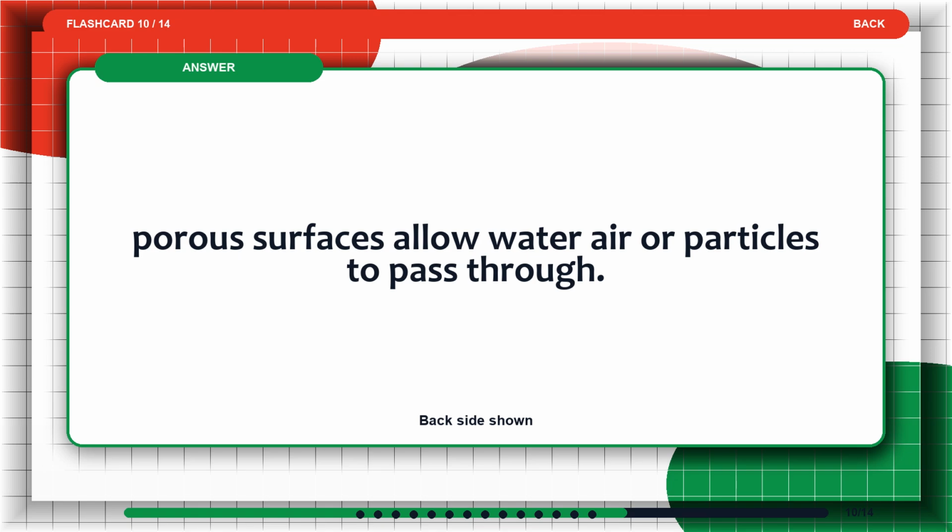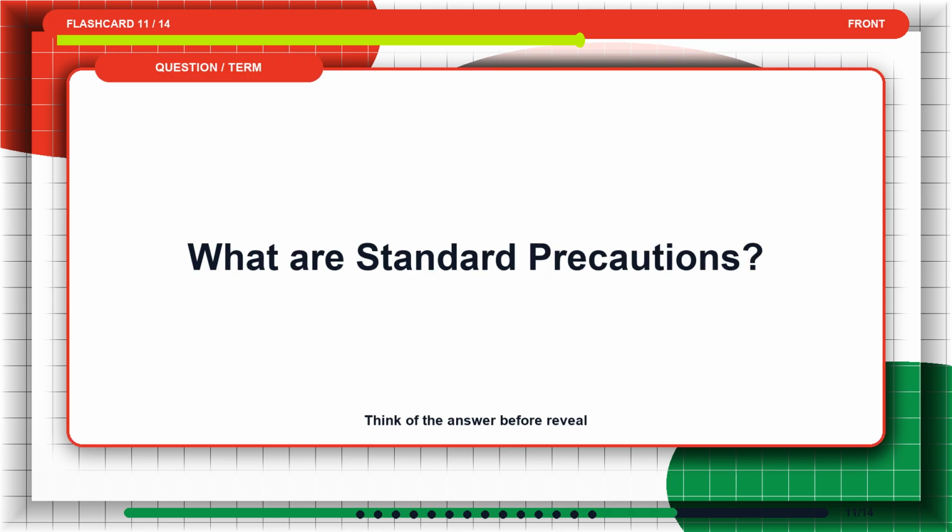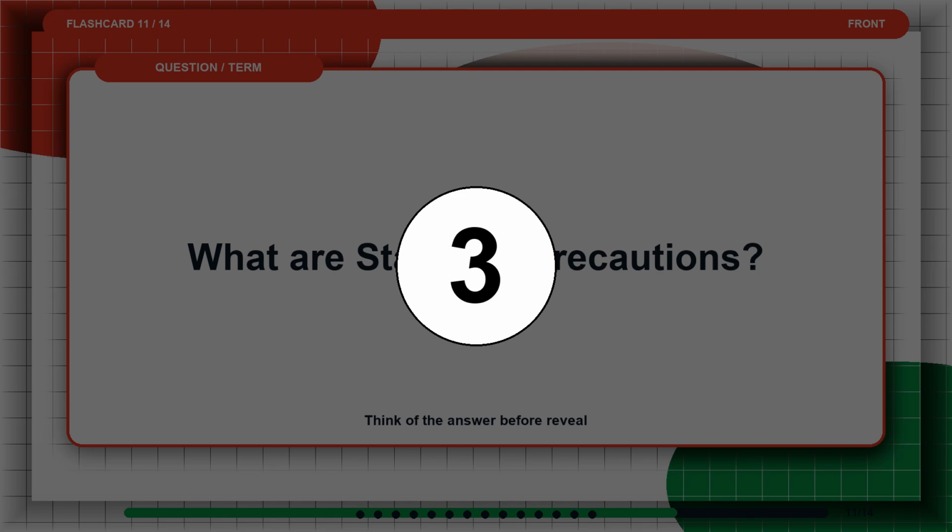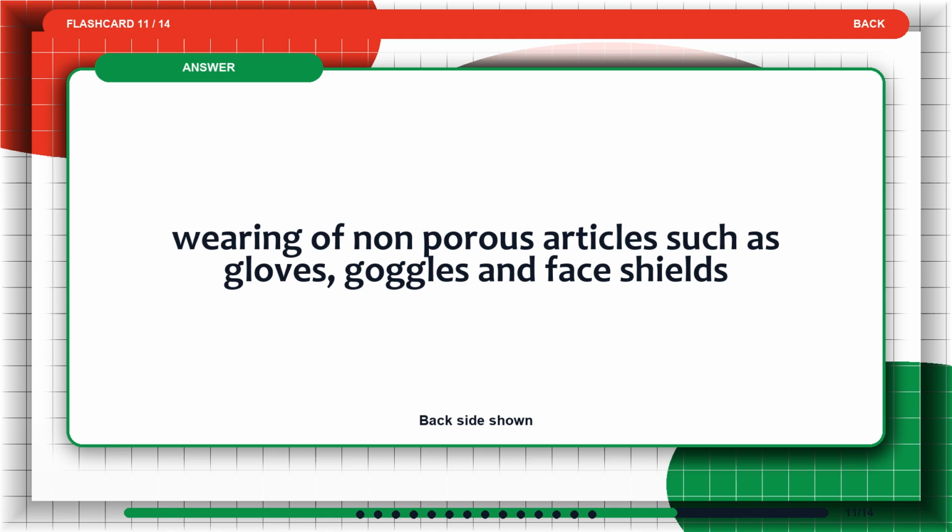The answer is porous surfaces allow water, air, or particles to pass through. Flashcard 11. What are standard precautions? Pause and think of the answer before the reveal. The answer is wearing of non-porous articles such as gloves, goggles, and face shields.